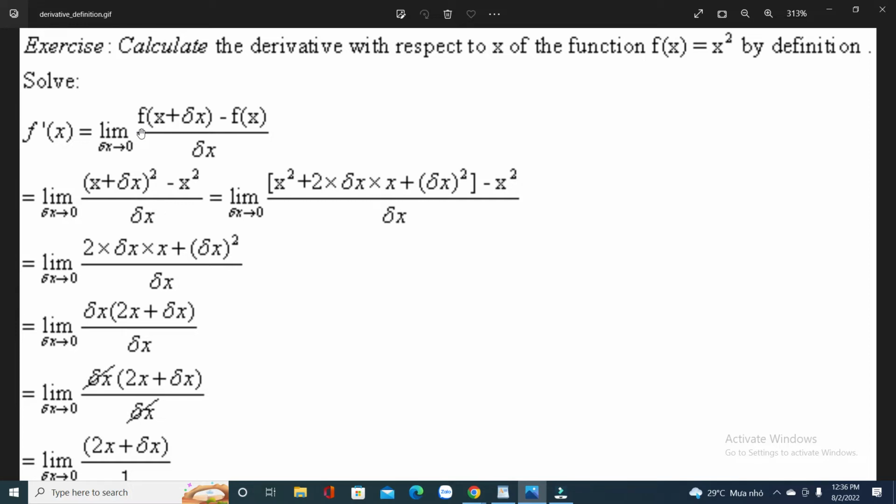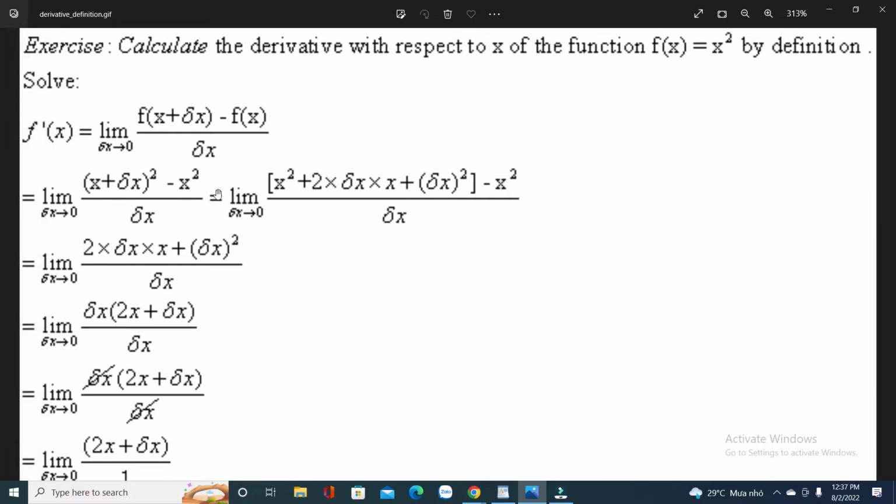Okay, now when we replace f(x) with x squared, on the first term we're gonna replace x with x plus delta x. So we get x plus delta x squared, and for f(x) we just have x squared. Okay, so x plus delta x squared minus x squared, all over delta x. I'm gonna take the limit as delta x goes to 0.